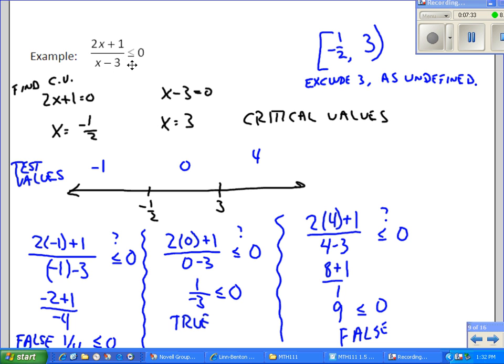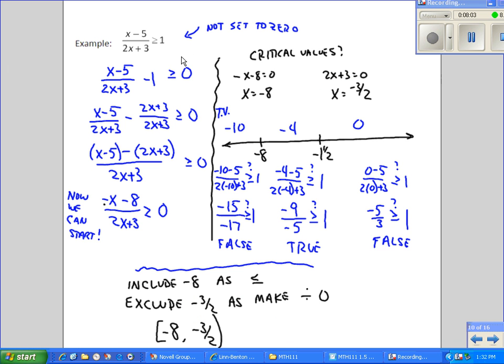Because we're less than or equal to 0 in this particular inequality, we do want to include the -1/2 in our final solution, because that gives us a 0 in the numerator, and 0 over about -4.5 is 0, and because it's less than or equal to 0, we do want to include that value. So we're going to have the -1/2 to 3, including the -1/2, but excluding the 3, because at 3 the function's undefined.